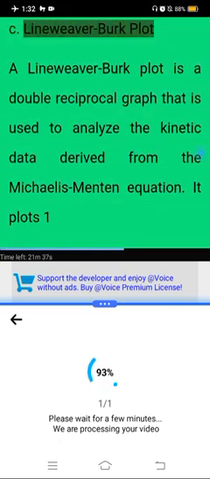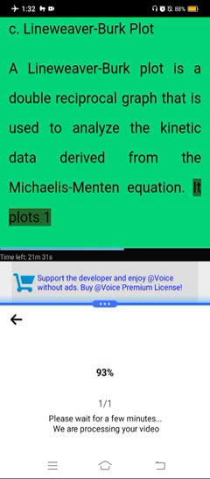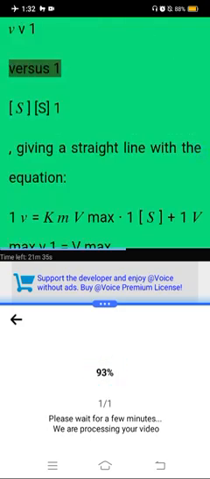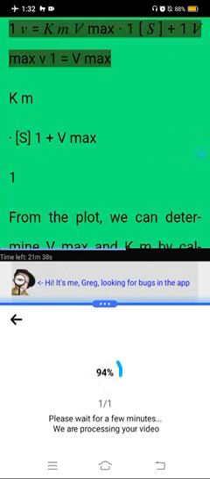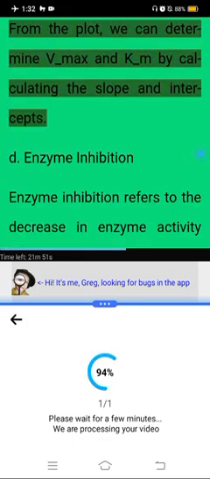C. Lineweaver-Burk plot. A Lineweaver-Burk plot is a double reciprocal graph used to analyze the kinetic data derived from the Michaelis-Menten equation. It plots 1/v versus 1/[S], giving a straight line with the equation 1/v = (Km/Vmax)(1/[S]) + 1/Vmax. From the plot, we can determine V_max and K_M by calculating the slope and intercepts.